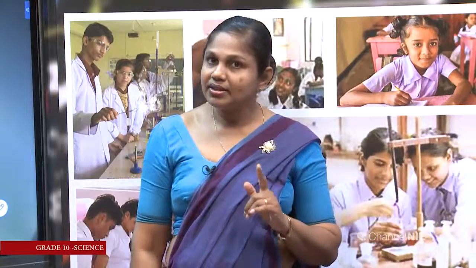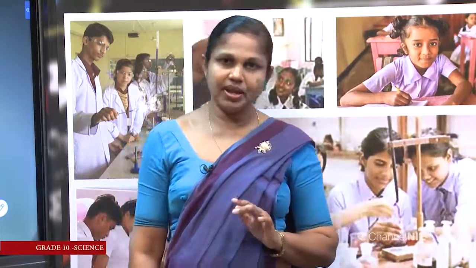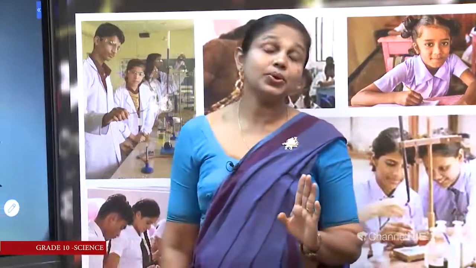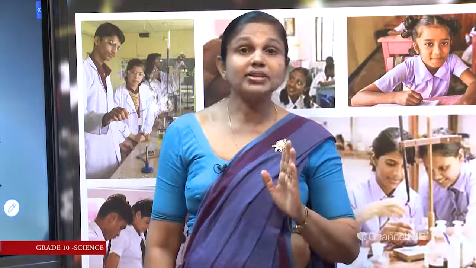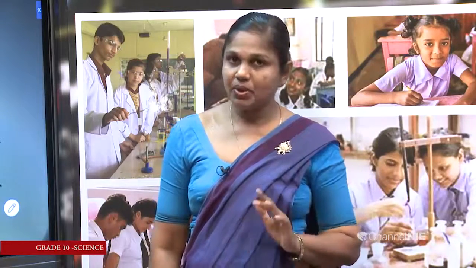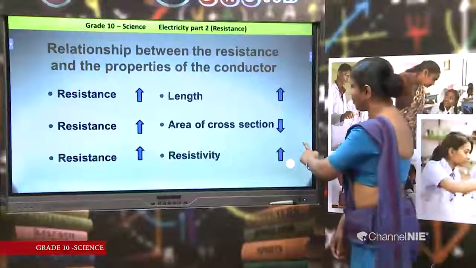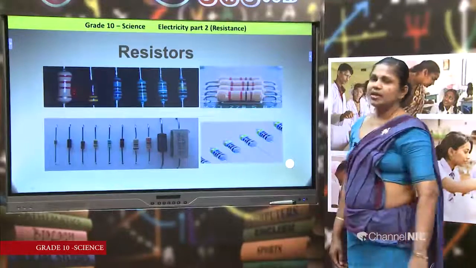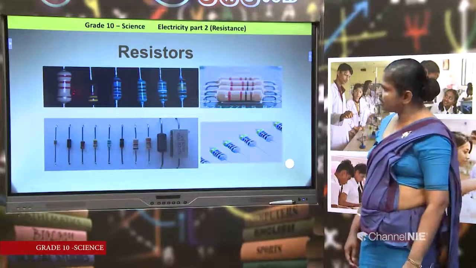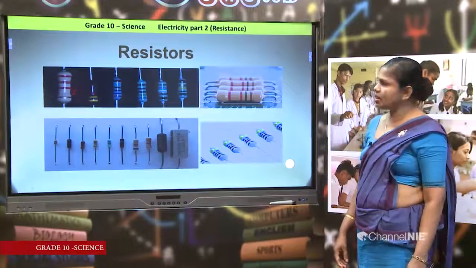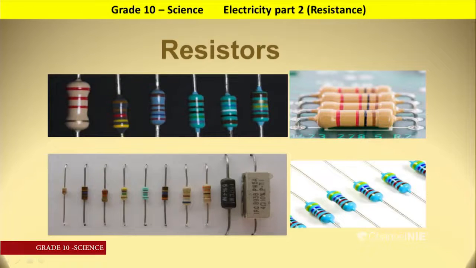Now, we are moving to the next part of the lesson, children. Now, we are going to learn what are resistors. What are resistors? See here, you can see different types of resistors on the screen, children. These are called resistors. We'll learn later what kind of resistors these are.